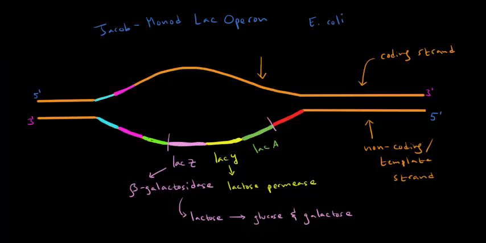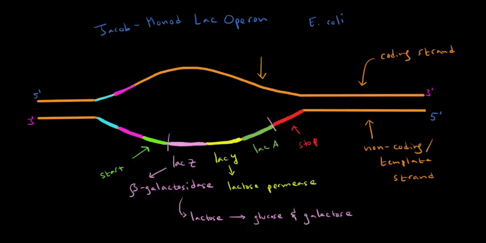And let's just label this part over here right before these 3 genes. That's the start site. So if RNA polymerase was transcribing, that start site tells it here's where you should begin to transcribe. And then after the LacA gene, we have a stop region. So that tells RNA polymerase stop transcribing.